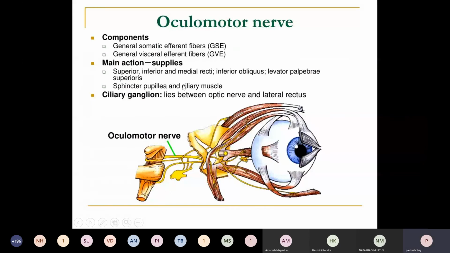Now the functional components of the oculomotor nerve. They are general somatic efferent fibers and general visceral efferent fibers, which will supply the extraocular muscles of the eye, except two muscles: the lateral rectus and superior oblique. The rest of all the extraocular muscles are supplied by this oculomotor nerve. In addition, it supplies the sphincter pupillae and ciliaris muscle.